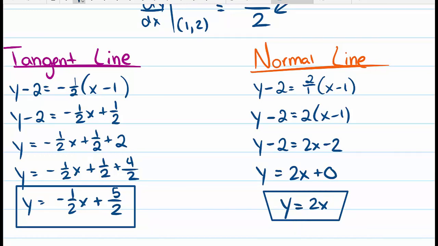It's as easy as that. It's exactly like we've been doing, just with one tiny little extra step.